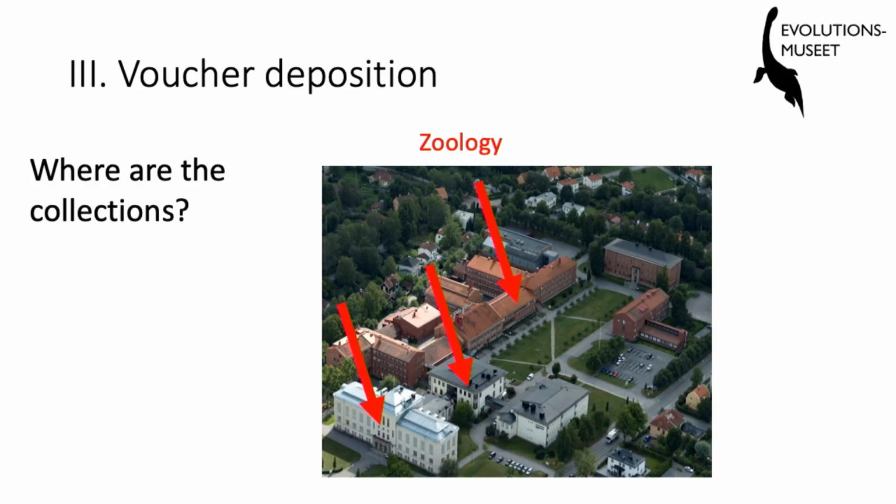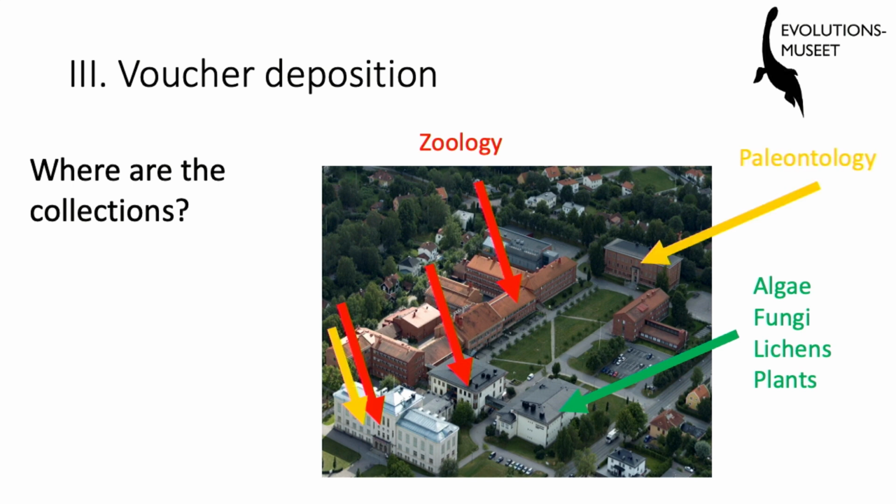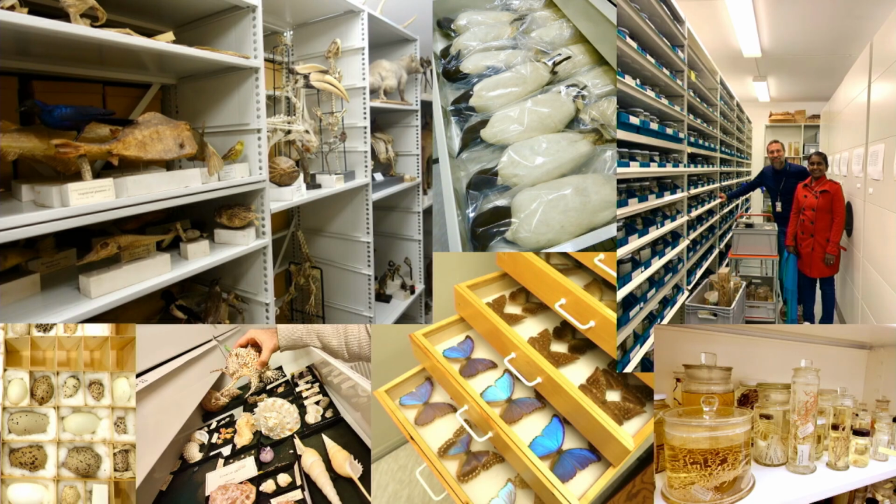Our collections are on the Evolutionary Biology Center campus, in different parts of the buildings, depending on whether we're speaking of the collections of zoology or the collections of botany. We also have collections of paleontology and mineralogy. And these collections are very, very diverse, and they range from wet preserved specimens to dry preserved specimens. They can be whole organisms, or just the dry shells, or the eggs, and so on.